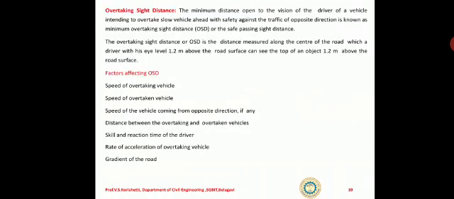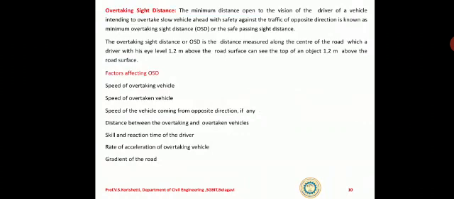Now, what is actually overtaking sight distance? The minimum distance open to the vision of the driver of a vehicle intended to overtake a slow vehicle ahead, with safety against the traffic of the opposite direction, is termed as minimum overtaking sight distance or the safe passing sight distance. And what are the IRC suggested values?